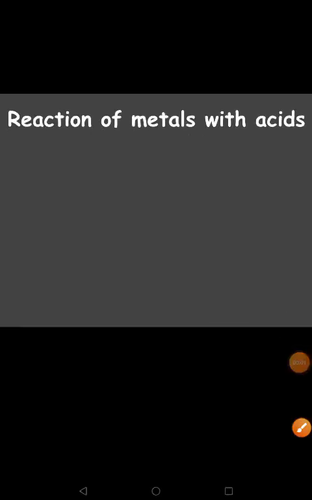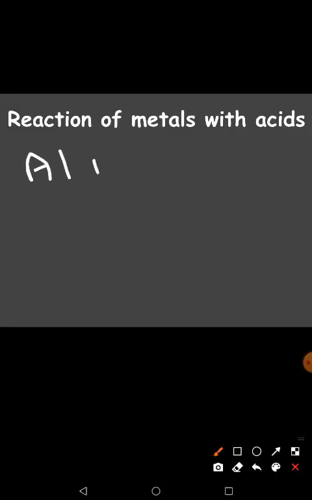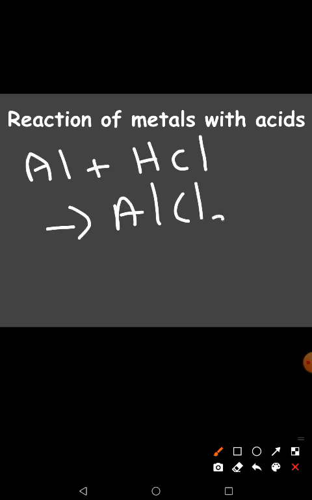See how to write the equation of reaction of aluminium with hydrochloric acid. See here, aluminium reacts with hydrochloric acid, listen carefully, to give you AlCl3 plus H2. Aluminium chloride is a salt and hydrogen gas is liberated. Now how to balance this? See, here H is 2. So if I put a 2 here, Cl will also be 2, but here it is 3. So what should I do?